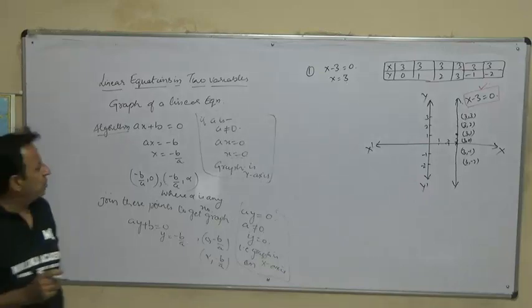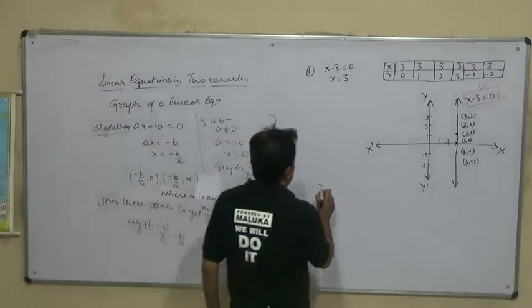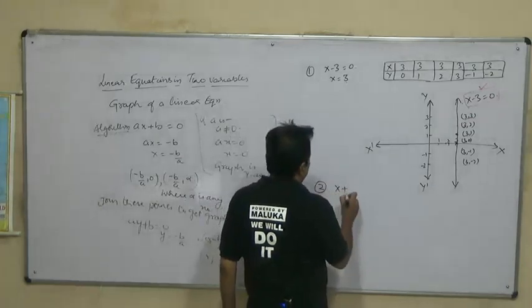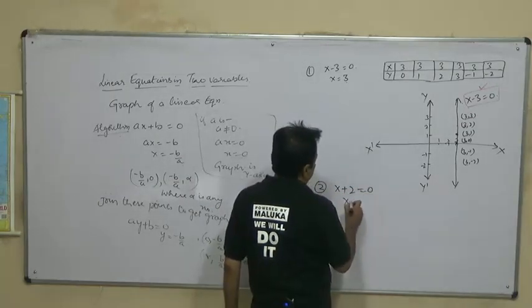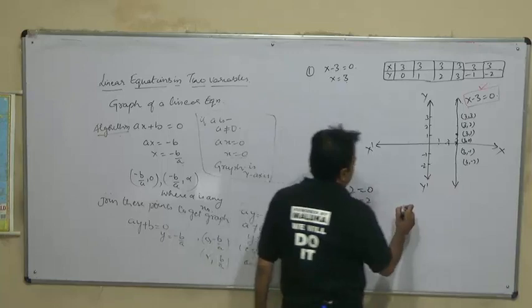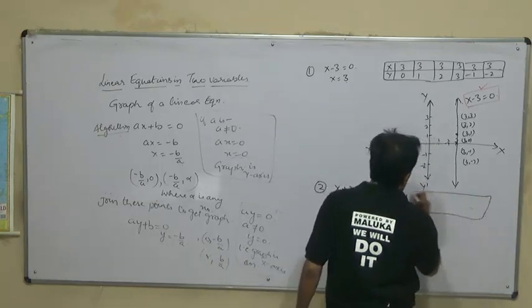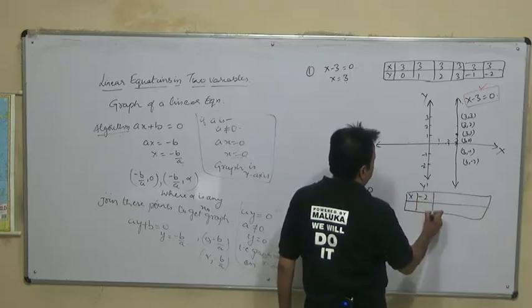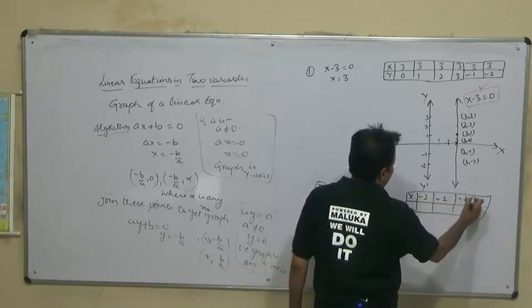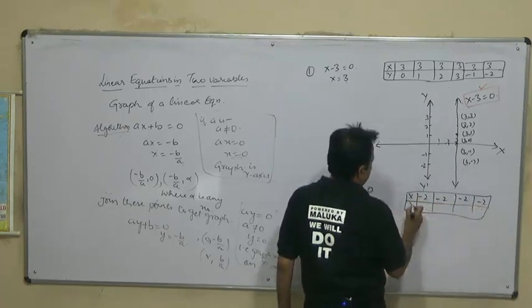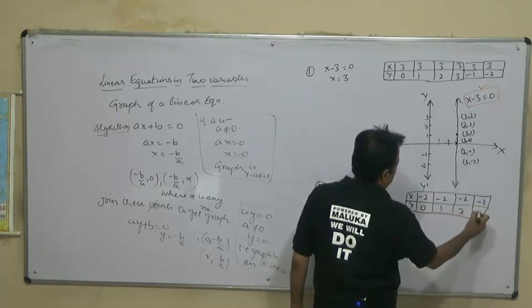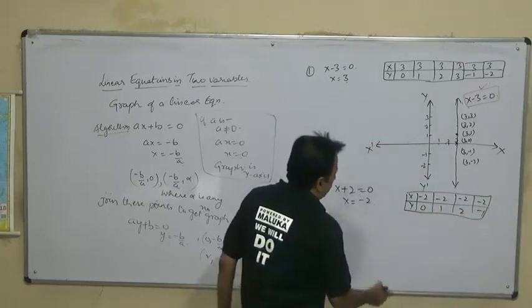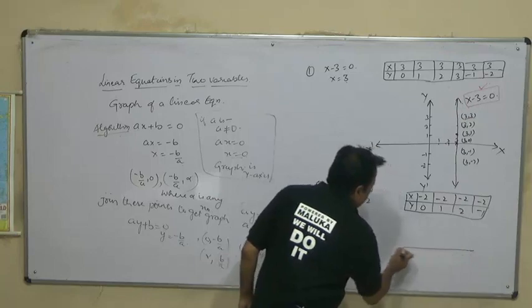Then second is x plus 2 is equal to 0, so x will be equal to minus 2. We can generate the graph table. In the table, x will remain minus 2 for any number of values of y. y can be 0, 1, 2, it may be minus 1. Now we can draw the graph here.